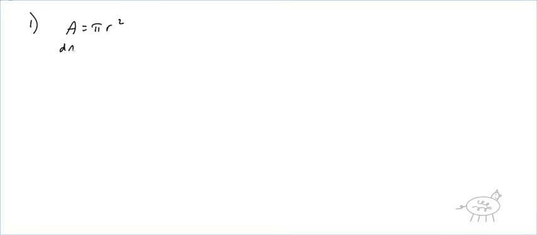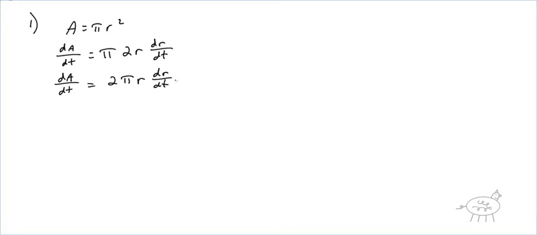And so you're going to do dA dt is equal to pi, the derivative of r squared is 2r, and then dr dt. Okay, and then of course just going to simplify it here a little bit. dA dt is equal to 2 pi r dr dt. Okay, so just kind of an interesting thing here too, area and circumference.